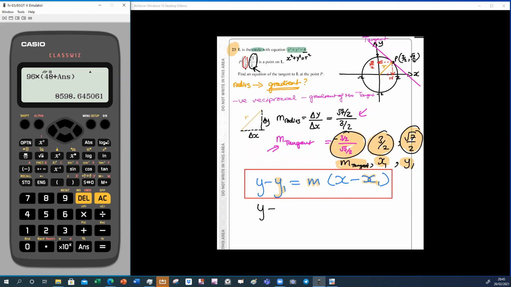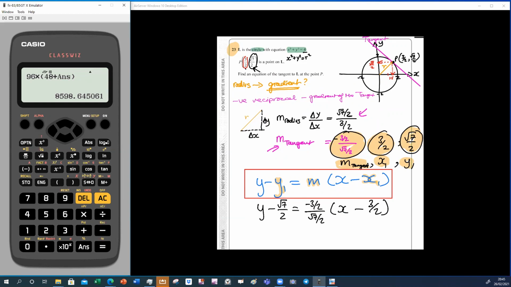y minus y1. What's y1? It's root 7 over 2. And what's m? 3 over 2 over root 7 over 2. And then x minus? 3 over 2. Okay, so I think we need to do a little bit of simplification as well. What can we do? We need to multiply that. So what's minus 3 over 2 divided by root 7 over 2?